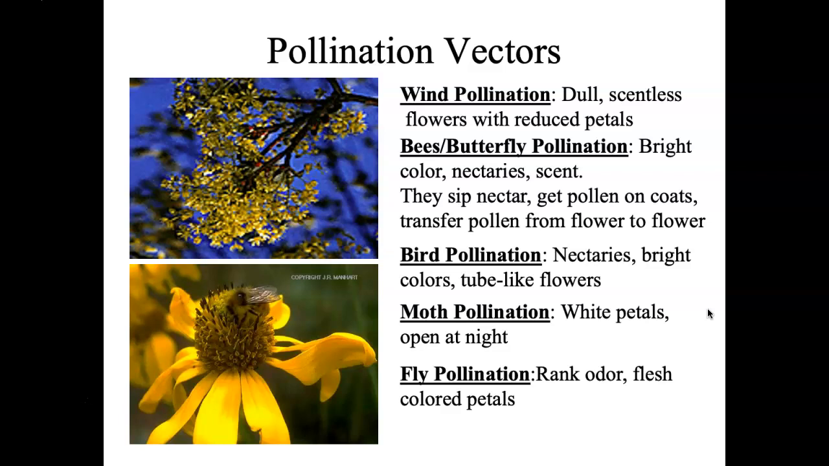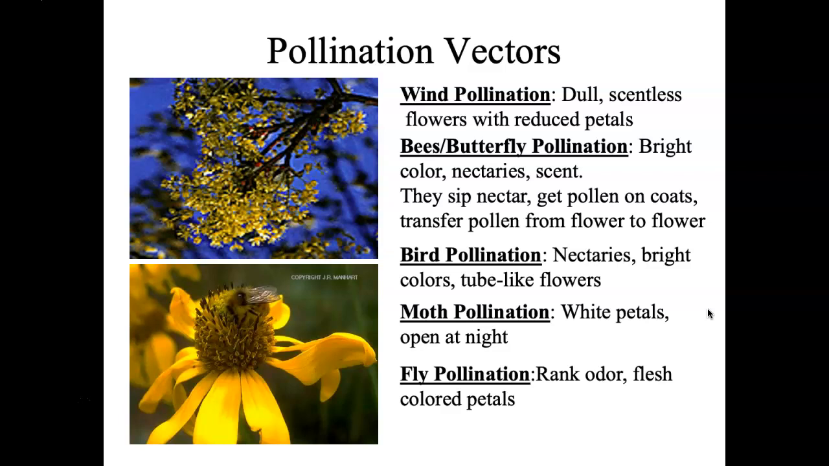Bird pollination. So when birds pollinate flowers, generally they are going after nectar, and the flowers are usually bright colors, and they have tube-like flowers. They look like little trumpets if you look at the blooms. So for instance, if you think about hummingbirds, if you've ever seen a hummingbird feeder, they're generally very bright, usually red or yellow in color, so it attracts the hummingbirds, and it has little holes that they can stick their long beaks into to get the nectar.